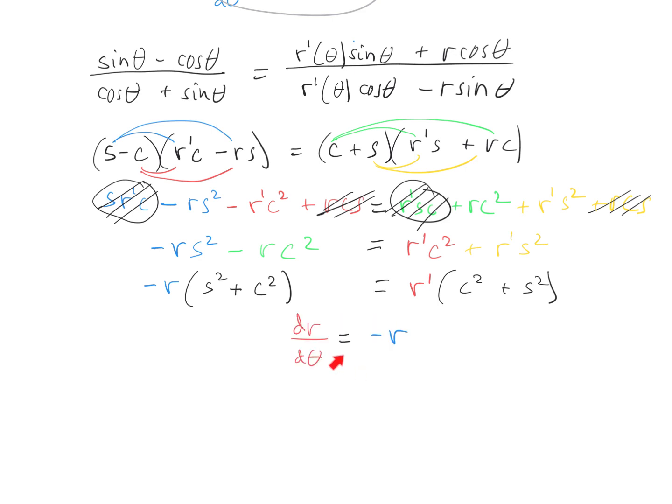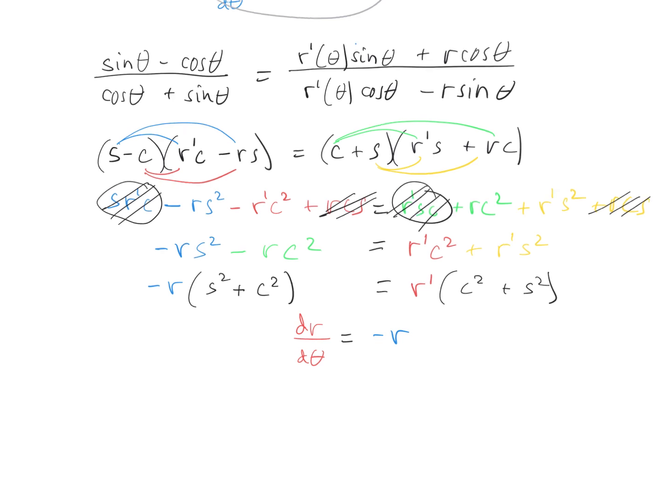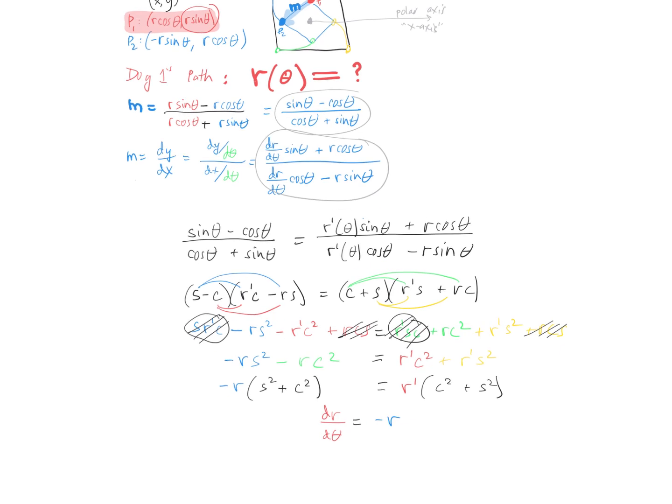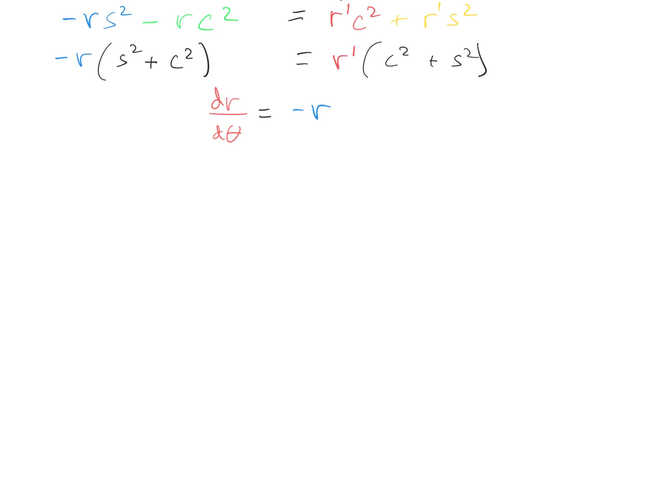All right, and remember what we're trying to find. We're trying to find r. Well, what we have here is a differential equation. We're trying to find r, but we have a derivative of r with respect to theta. So how do we solve differential equations? We'll do separation of variables. So we'll collect the r variable with the dr, and the d theta will go to the other side. And then we'll do the antiderivative.